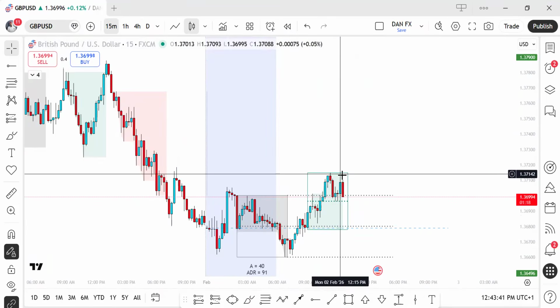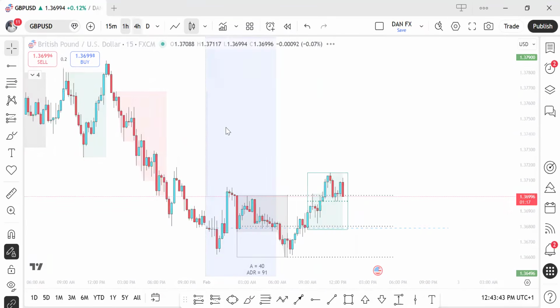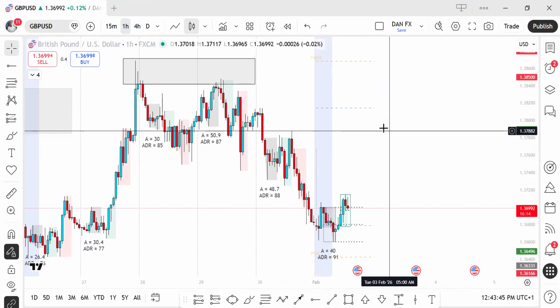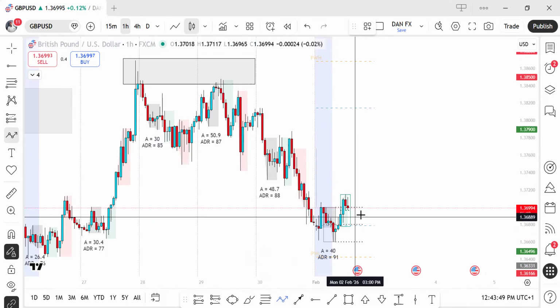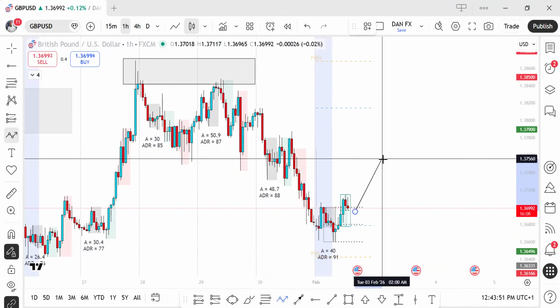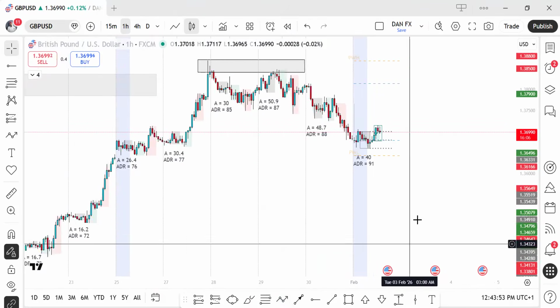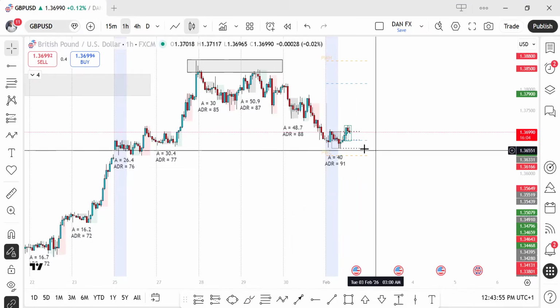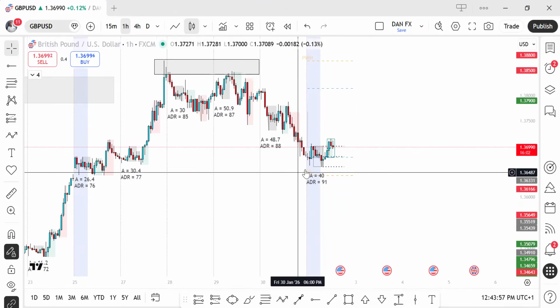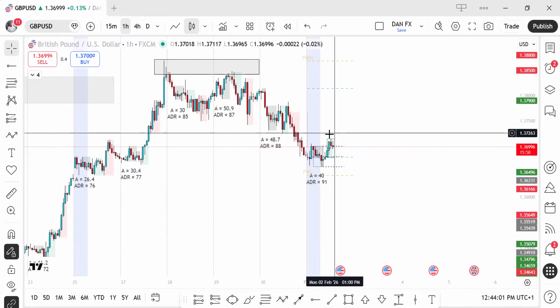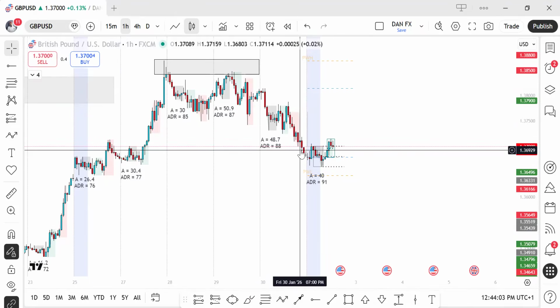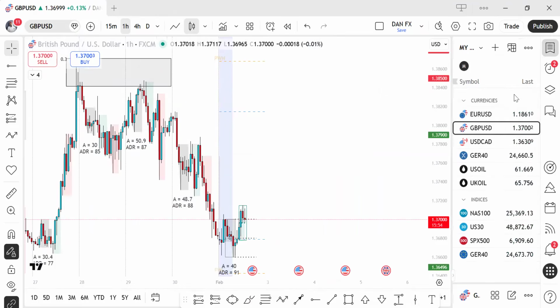Looks like they're giving an M formation here for sells, but this is Monday, so I don't really expect much price action today. If they could consolidate and end the day, then I'll expect Tuesday to continue this trend downwards. But my main bias for this is going to be sells. I'm going to be looking for sells throughout the week on GBP USD because currently here we are at level 1.